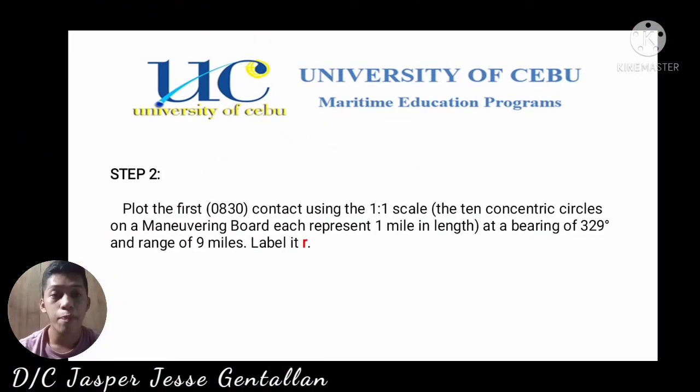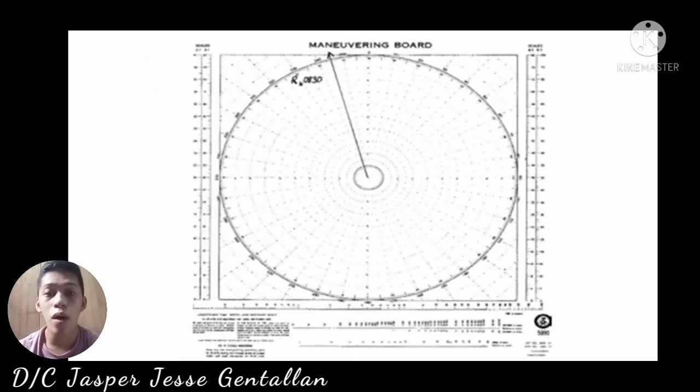Step number 2, plot the first contact using a 1:1 scale at a bearing of 329 degrees and range of 9 miles, and label it with a small letter R. In this step, we are plotting the first location of the observed contact. We observed this contact at 0830 hours at a bearing of 329 degrees and range of 9 miles. So we will plot it in the maneuvering board and label it with a small letter R, representing the first observed location of the contact.